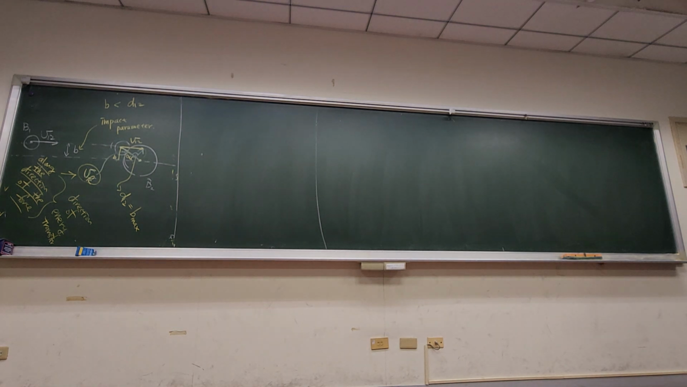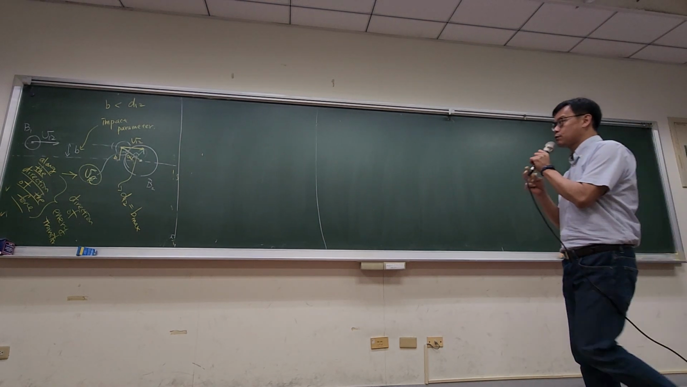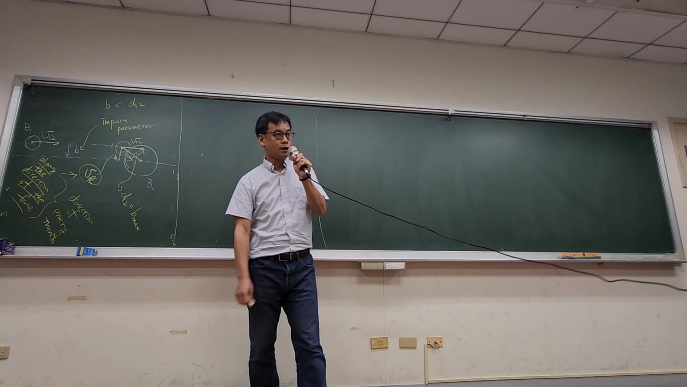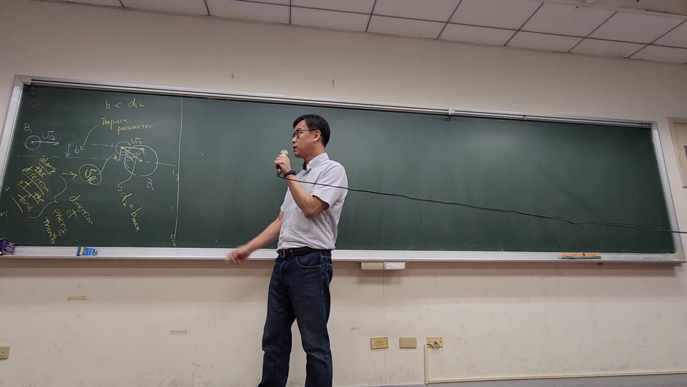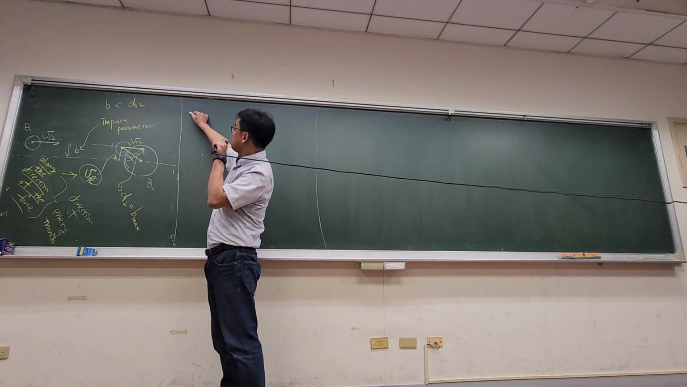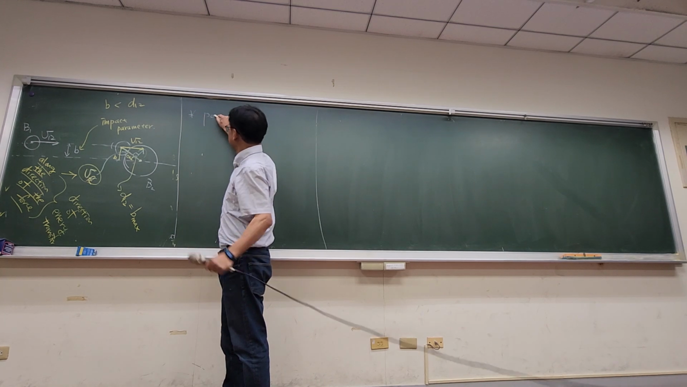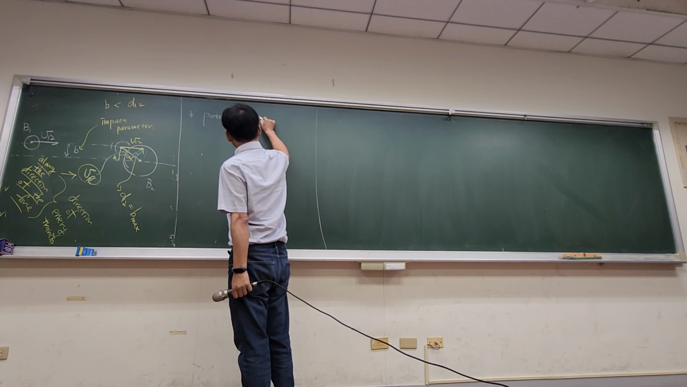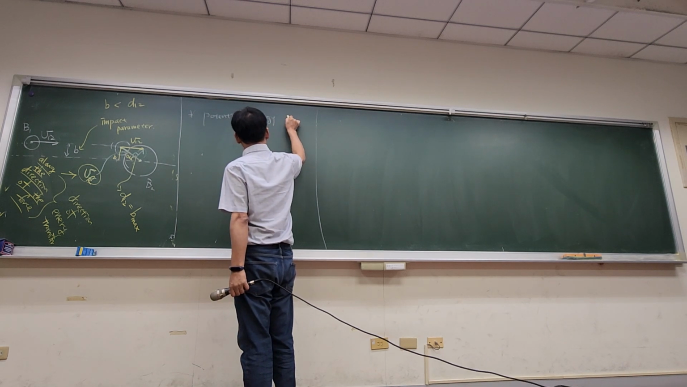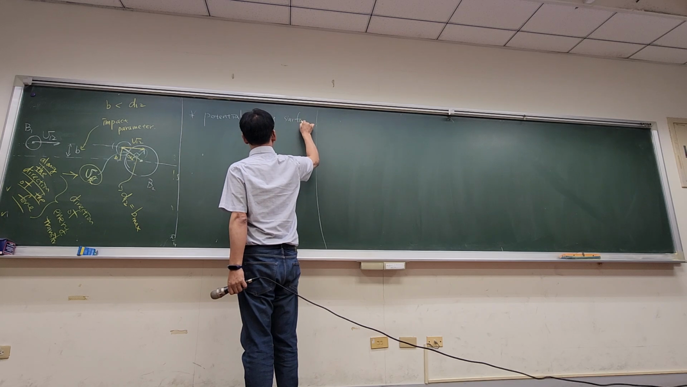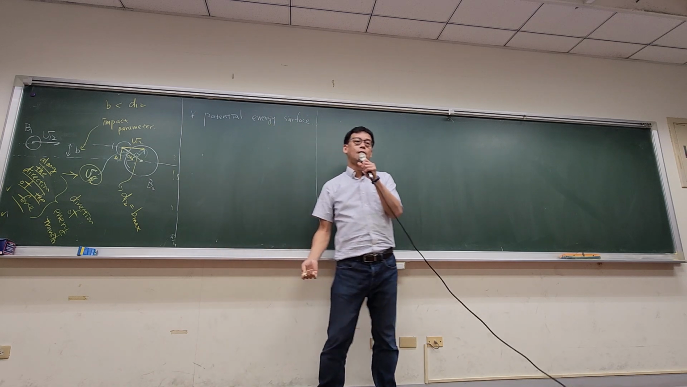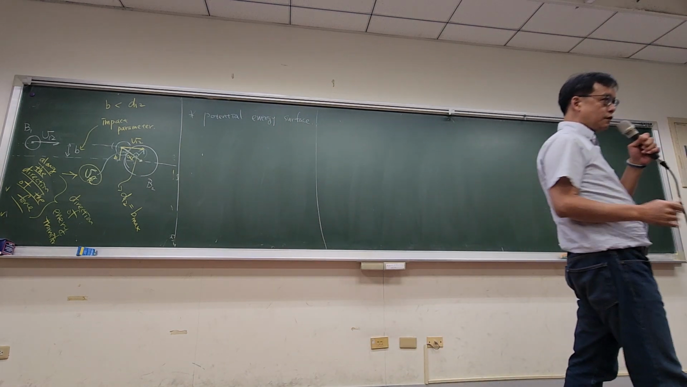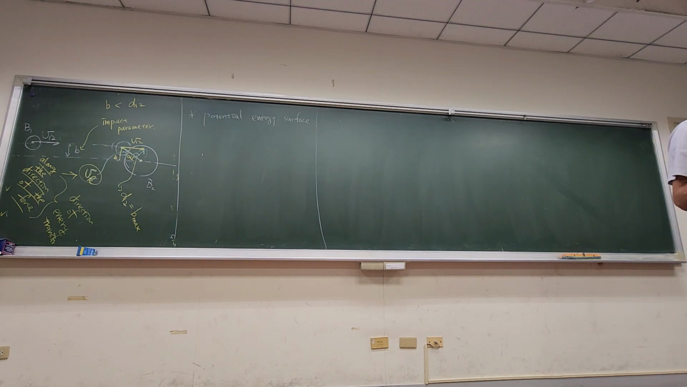Okay. So next, I want to talk about transition state theory. But before we talk about transition state theory, we need to have a better understanding of a very important concept in chemistry. That's potential energy surface. The idea of a potential energy surface happens in all sorts of chemical problems.